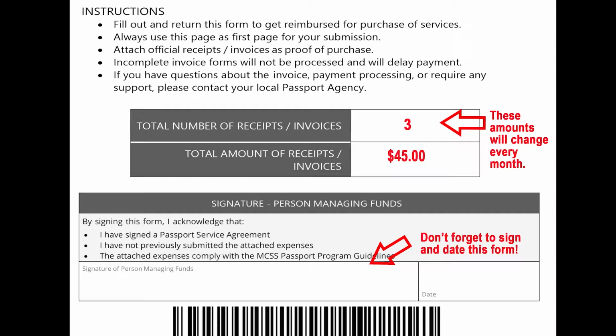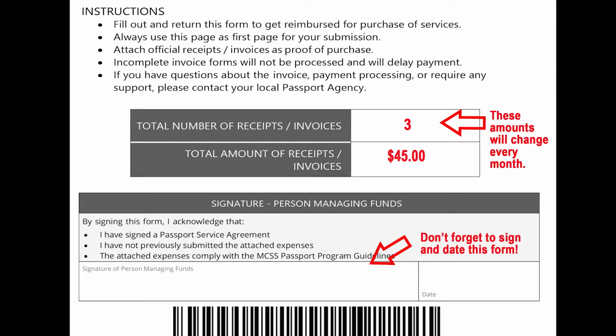This will change monthly, and the amount will change monthly depending on what you use during the month. So the total number of receipts may change during the month. Say for December, you have 3 movies, you would have 3 receipts. You would add up the total of those 3 movies and in the second box, write the total amount of receipts. So again, 3 movies at $15 a piece, you would write 3 and then you would write $45. And then the person managing funds would sign and date the bottom.